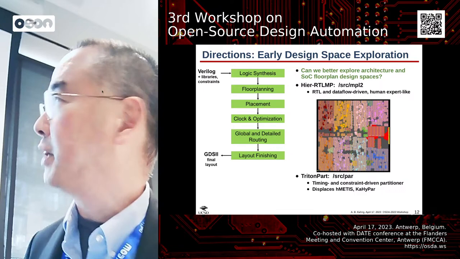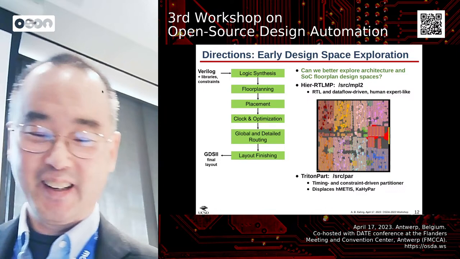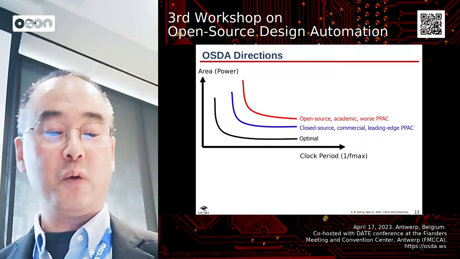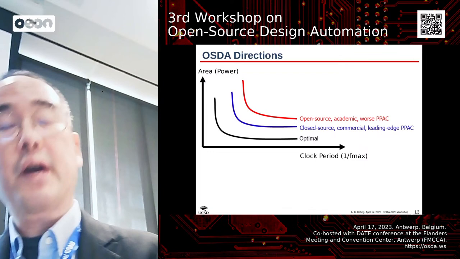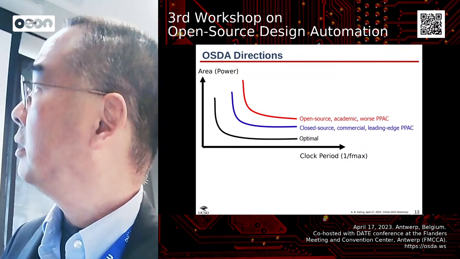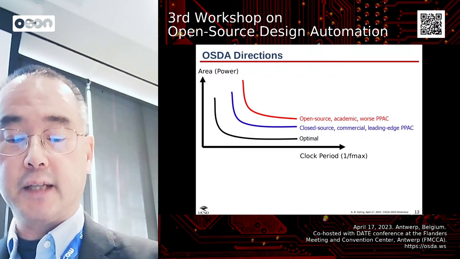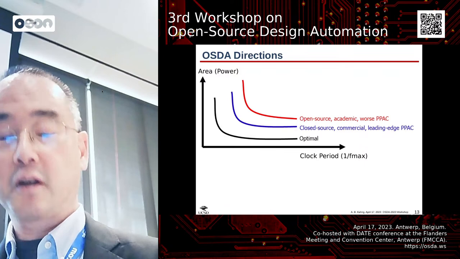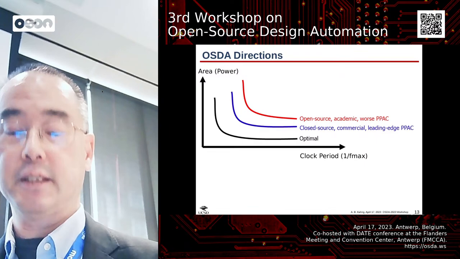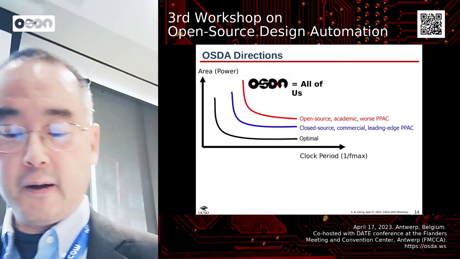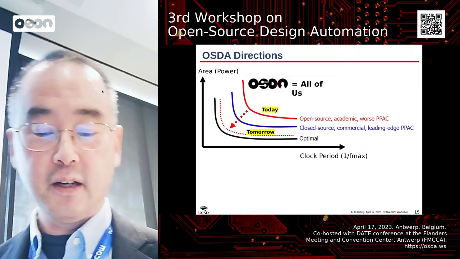But I did not come from San Diego to give a 10-minute talk about OpenROAD. It's much more important to think about, I feel, what can be the lasting outcomes from this workshop, including directions for open source design automation as a community. So what is this cartoon? It shows the hockey stick of area and power on the y-axis versus clock period, which is increasing on the x-axis. So open source in red is worse than closed source in blue, which is worse than some unknown black optimal hockey stick. And the red hockey stick is basically all of us. The huge challenge then for all of us is shifting the red hockey stick from today to tomorrow, and the question is how.